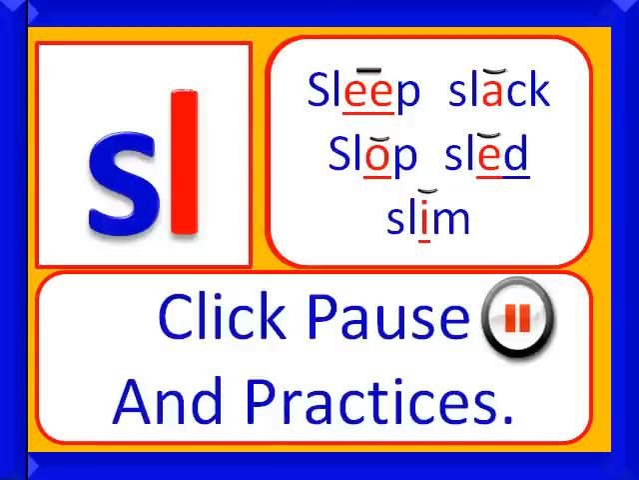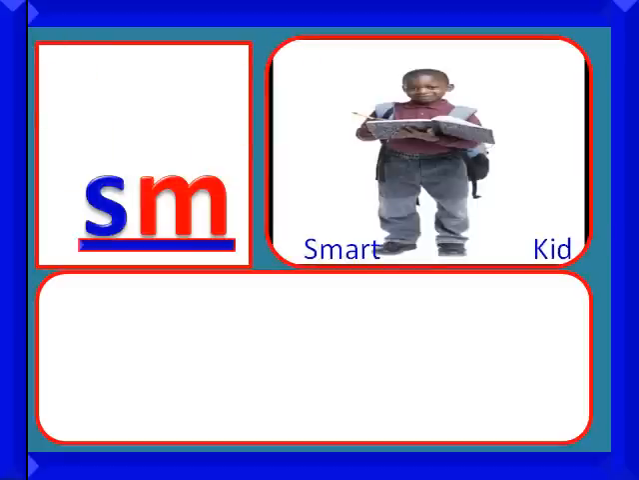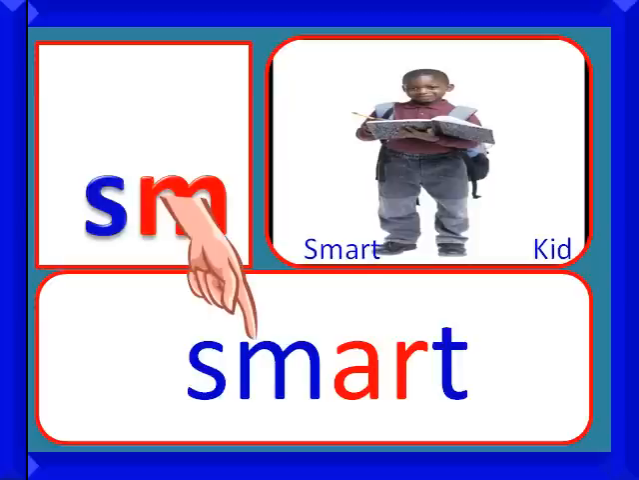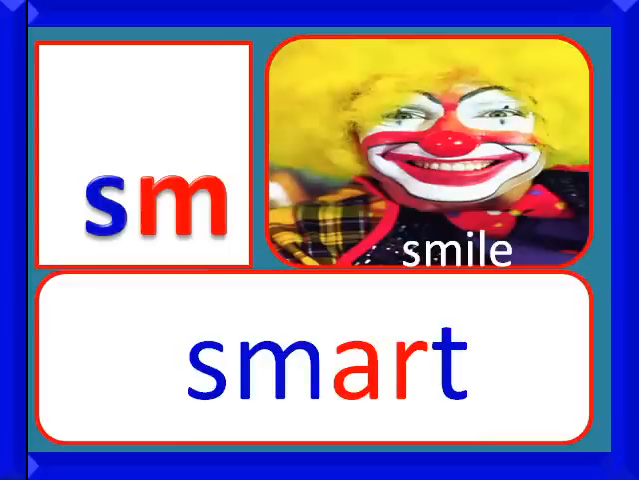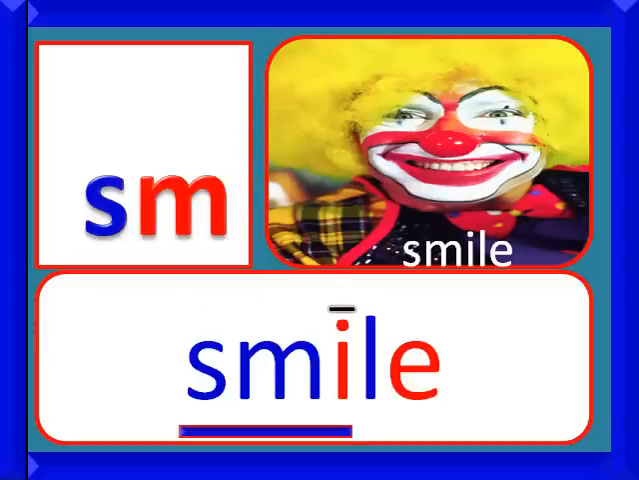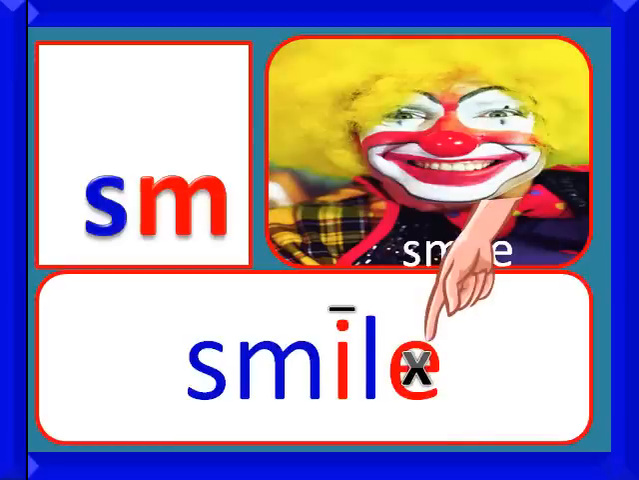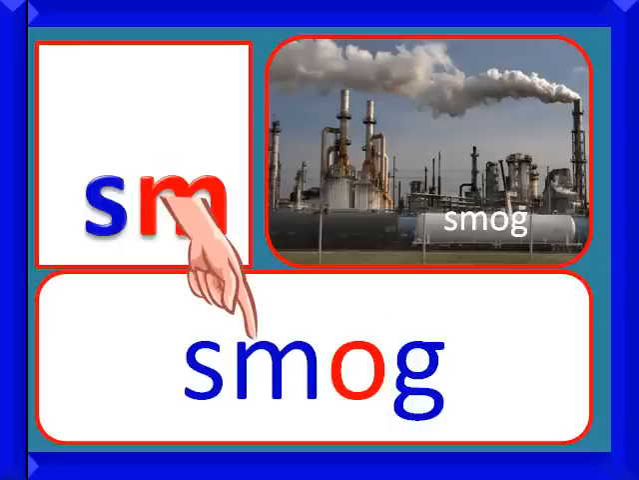Your turn. Sm. Smart. Sm. Smart. Smile. Sm, I. Smile. E is silent. E makes the I say I and not i. Smile. Clown smiling.